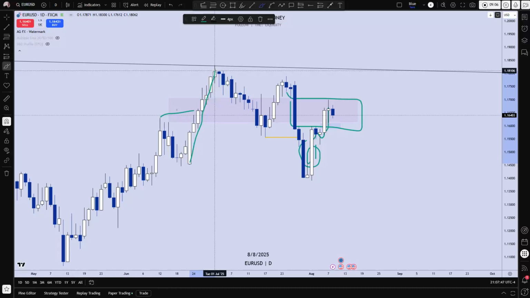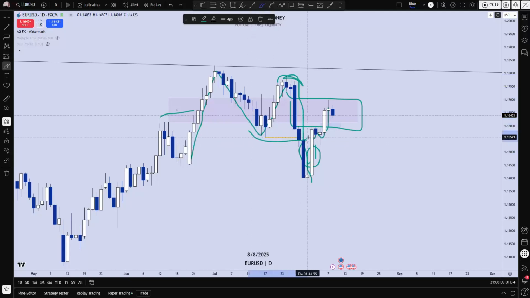We'll reach that high. That's an external range liquidity. We'll move down, we'll move back up, created a new swing high, and then broke structure to the downside. That is a change in the state of delivery. We retrace back into that. This is merely a retracement.